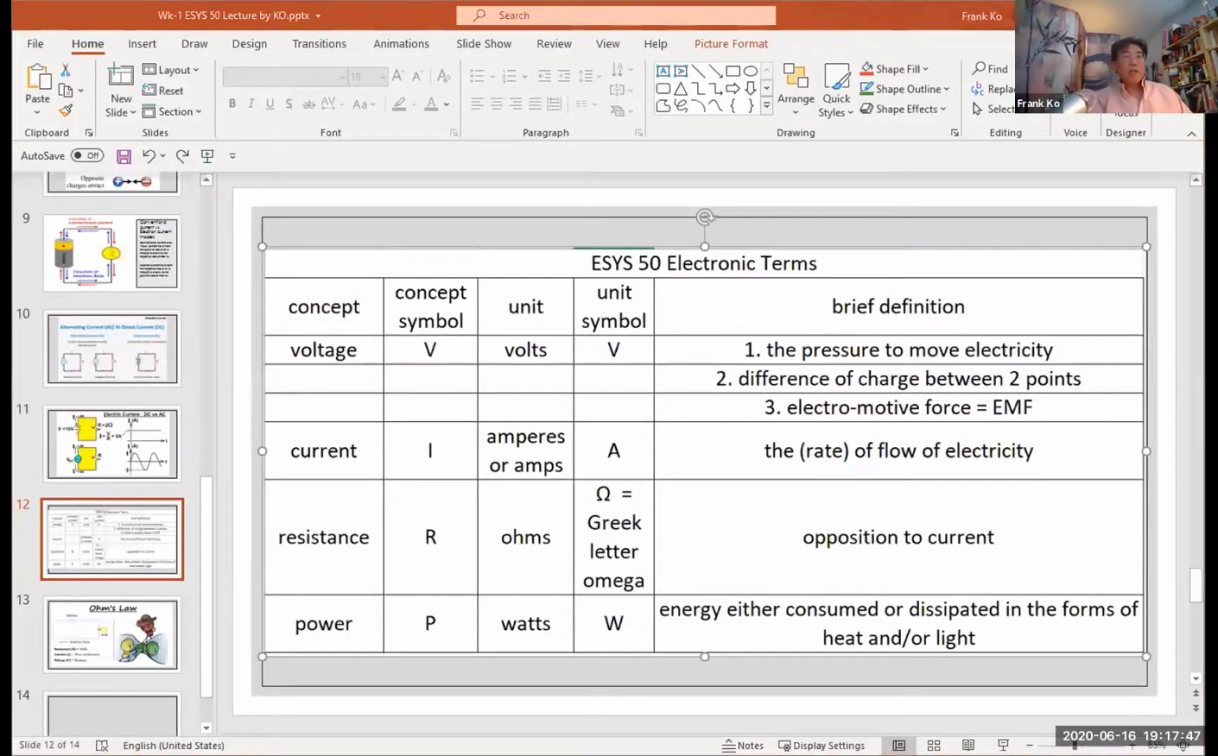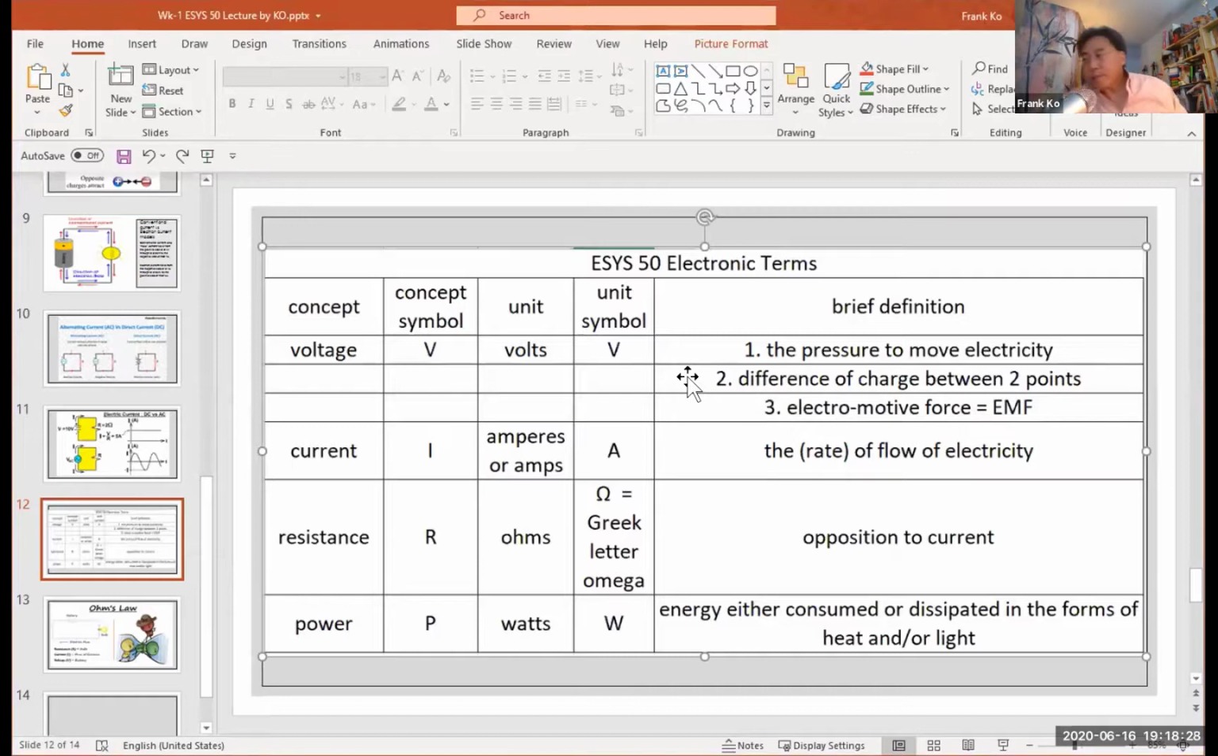Cool. All right. So back to these electronic terms. Voltage. How do we define voltage? Well, you know not to touch the thing in the wall. Why? Because one of the definitions of voltage is this. It's described as the pressure to move electricity. It takes pressure to move something, okay? So pressure to move electricity, the force behind the electricity, the pressure to make the electricity flow, that would be one definition of voltage.